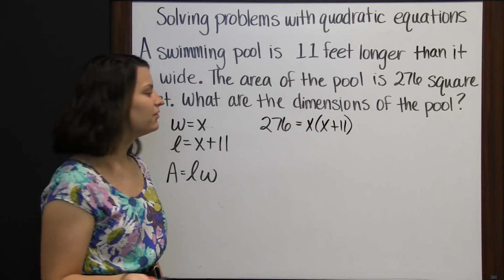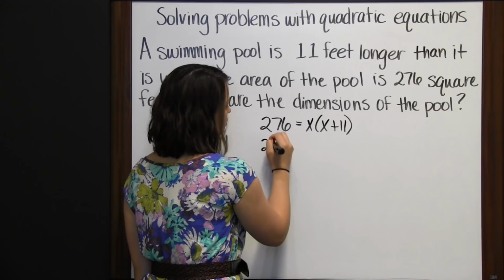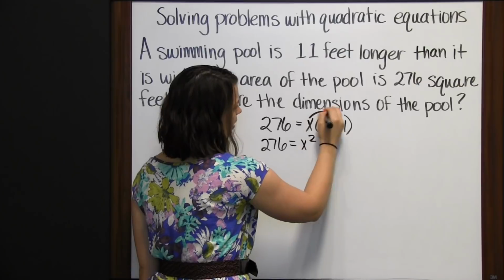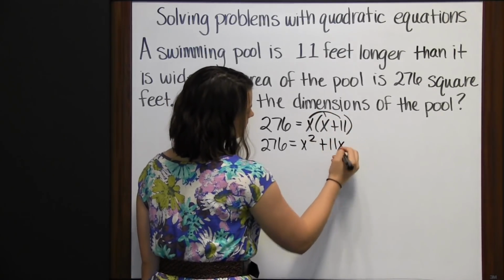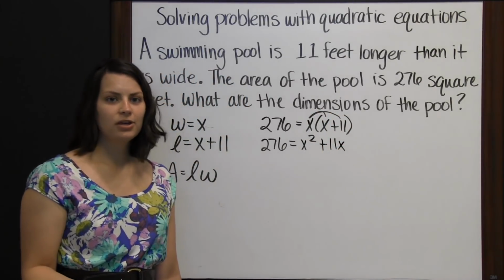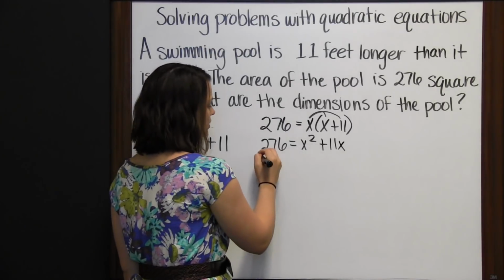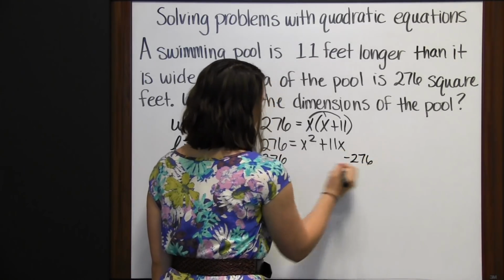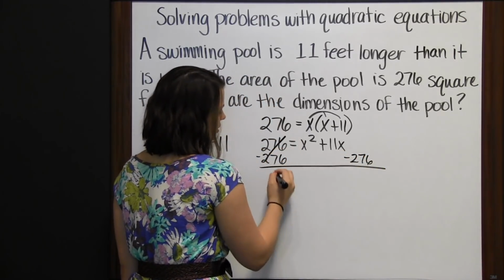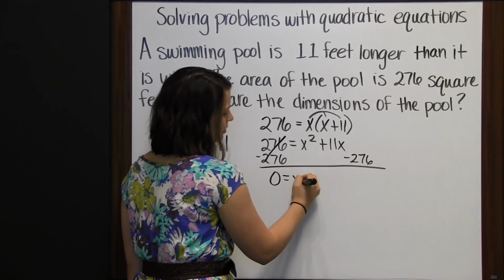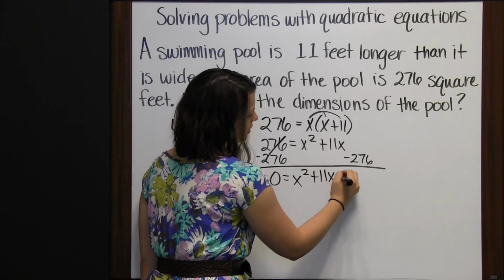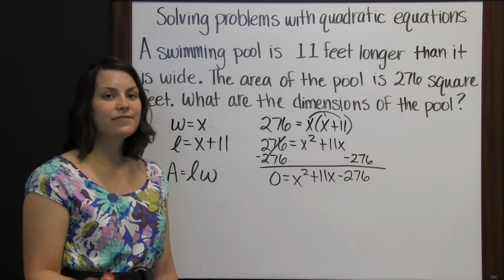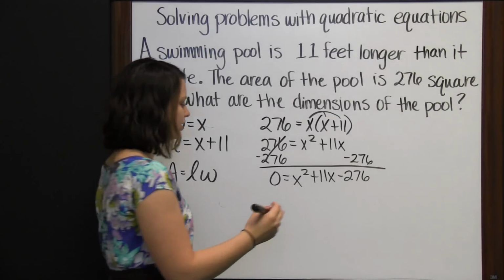And then we can simplify by distributing. So 276 is equal to x times x, which is x squared, and x times 11 is 11x. This might look a little familiar to you. If we subtract this 276 from both sides, then we get our standard quadratic equation. 0 equals x squared plus 11x minus 276. And now that we have that, we can factor it to find what x is.